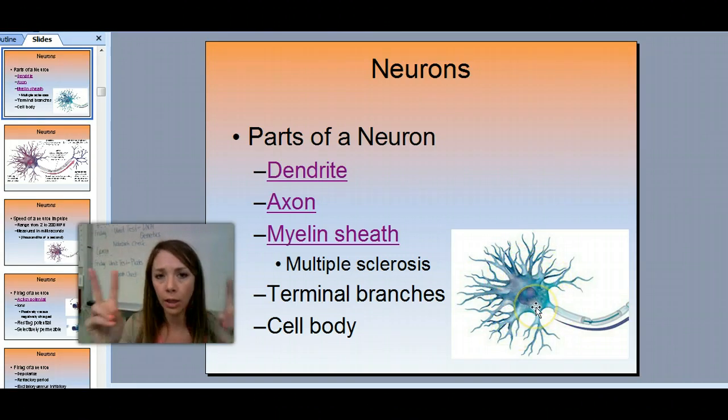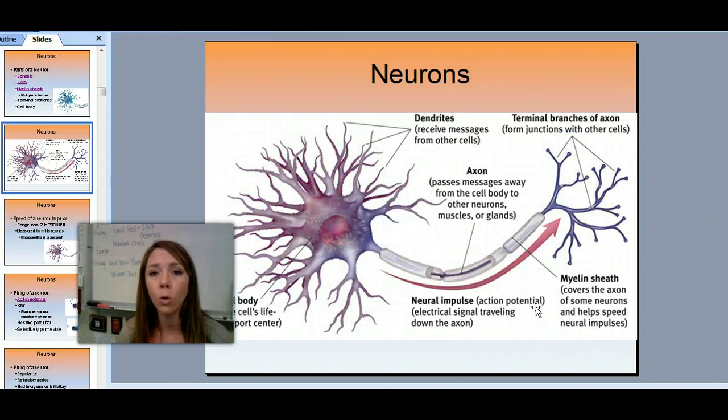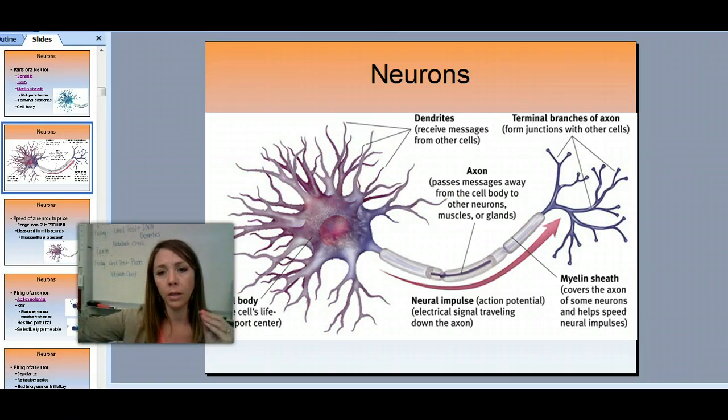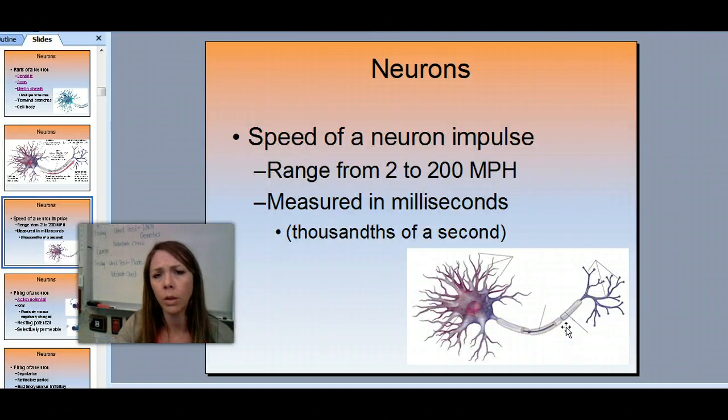This is kind of your classic cell picture when you learn cells in biology. So here it is a little bit in depth with everything I just said. I receive information with my dendritic trees, right? My axon is the part that passes along the message. Terminal, remember terminal means end, terminated, right? That means it's ended. So your terminal branches or your terminal buttons, these are the ones that form the junctions with the other cells and send off the message. And there's my myelin sheath that speeds up the reaction or the message.